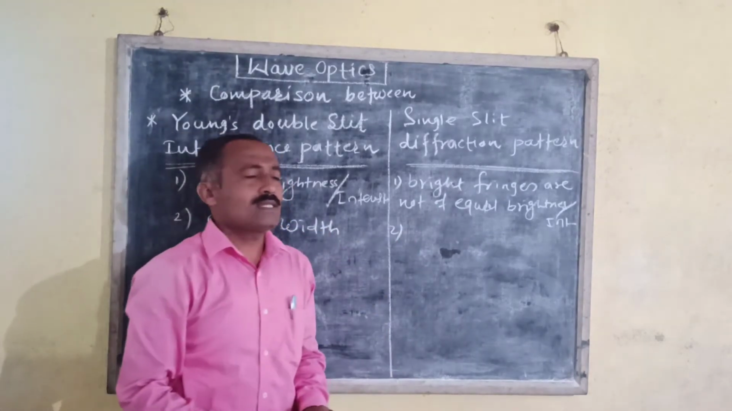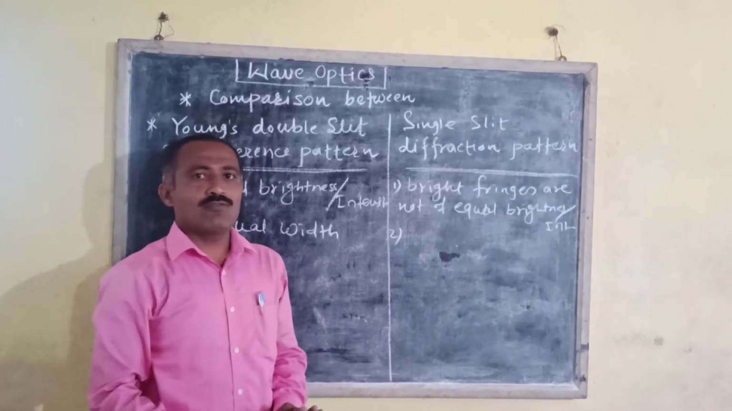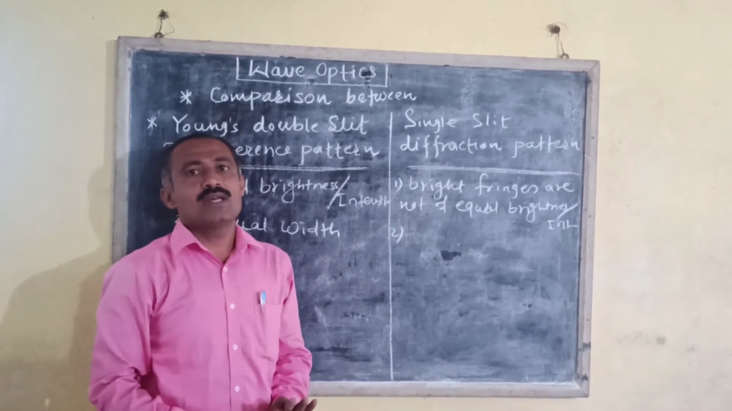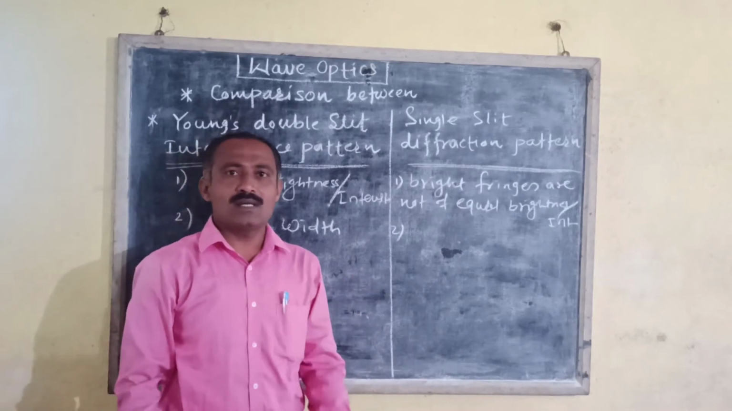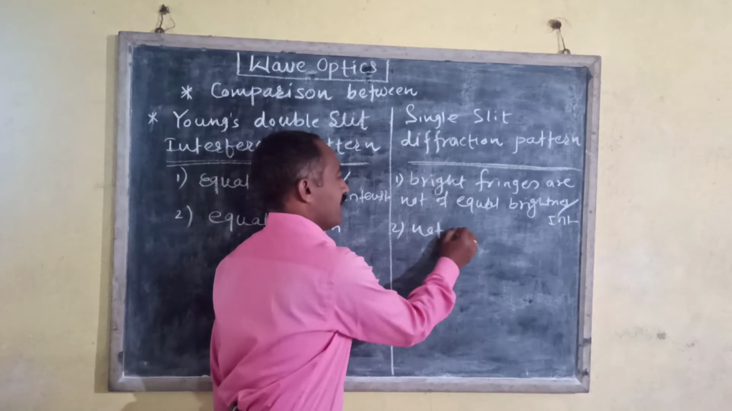But in the single slit diffraction pattern, the width goes on decreasing, and the central bright fringe is double in width than all the other bright fringes, not of equal width.